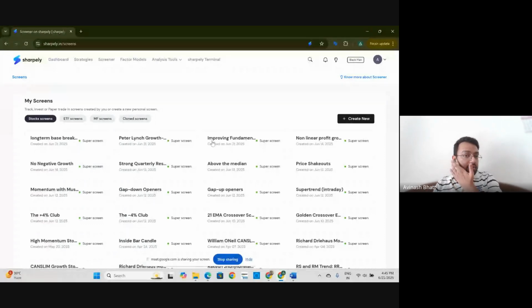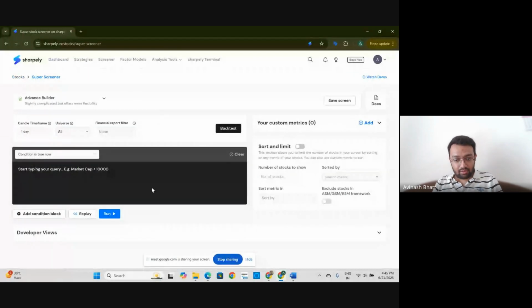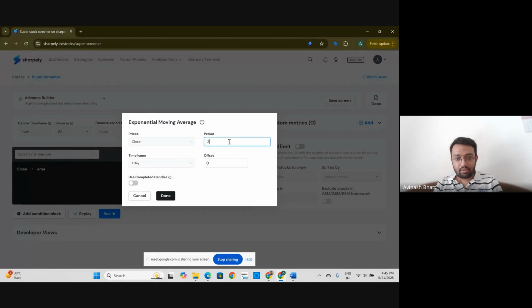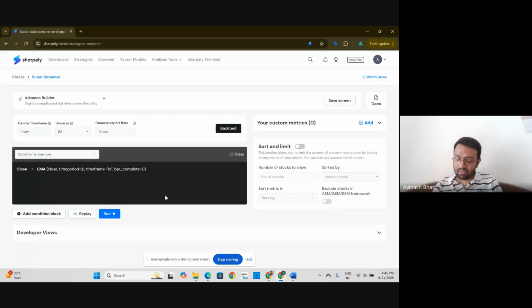So now what we'll do is we'll focus on technical screening. In technical screening, as I mentioned, the primary focus will be on price and volume, right? So you can have a screen, let's say close should be greater than the exponential moving average of the last 21 days, right? This will give me the stocks where the close is right now above the 21 EMA.